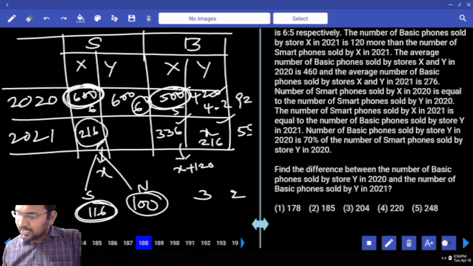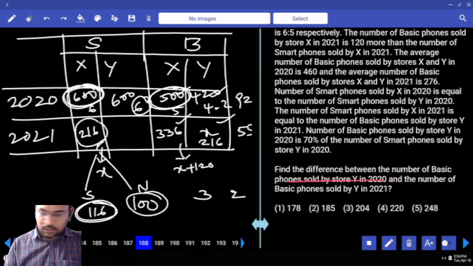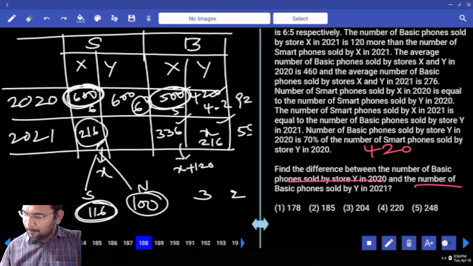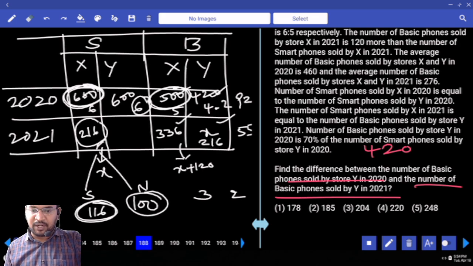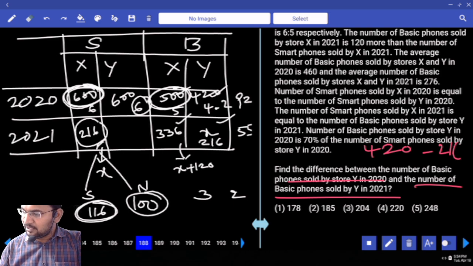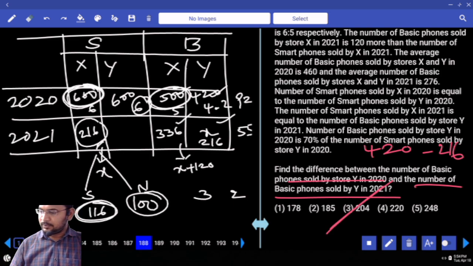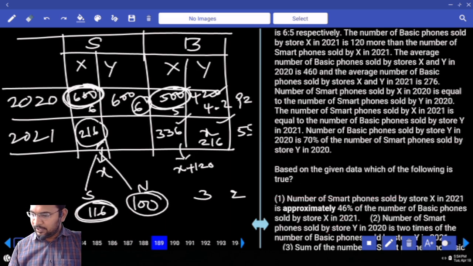Next, find the difference between the number of basic phones sold by store Y in 2020, which is 420, and the number of basic phones sold by store Y in 2021. Difference is how much? 204. Next.